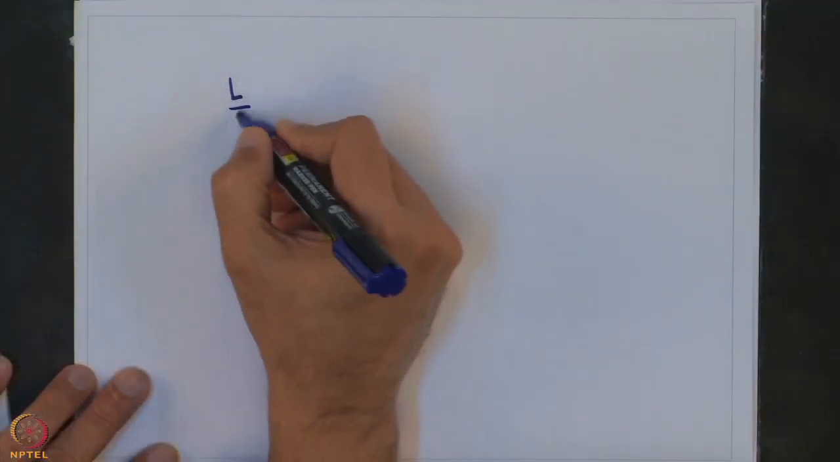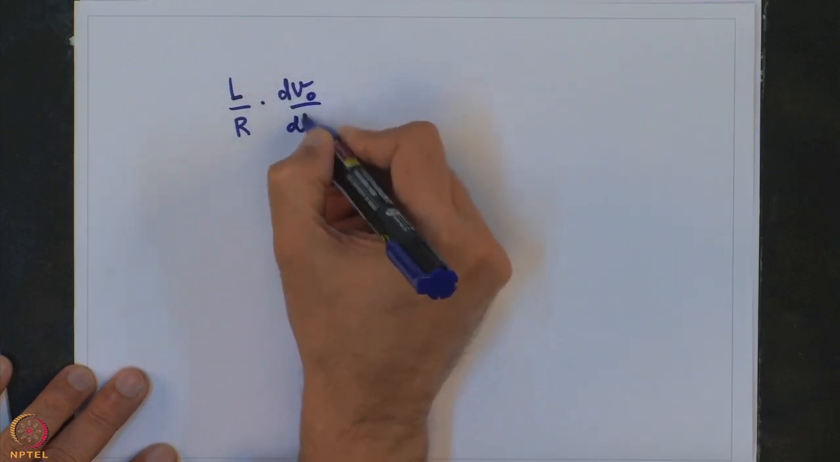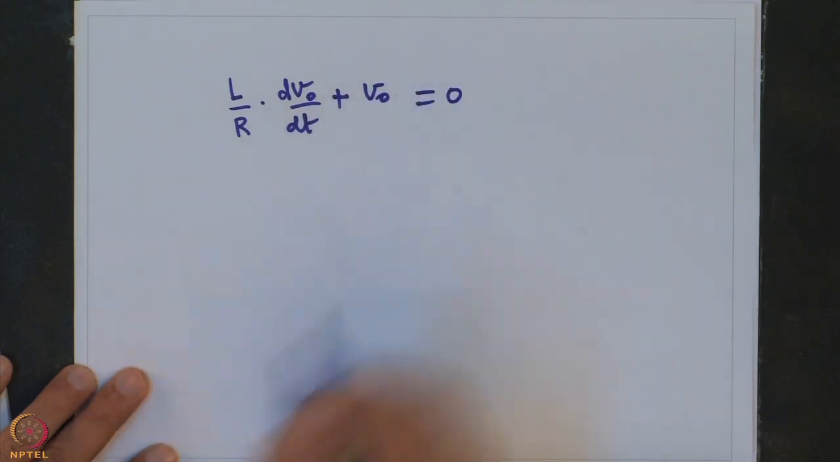Complementary function represents the natural response of the system. Okay? So to get this complementary solution, the second part of the solution, as I mentioned some time back, you just do L by R dVO by dt plus VO equal to 0.